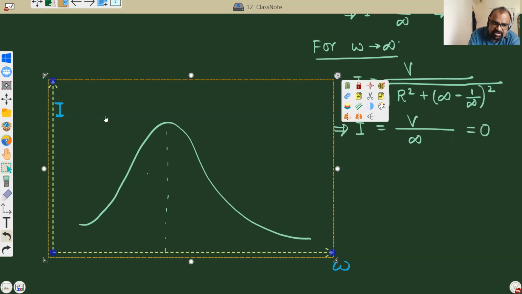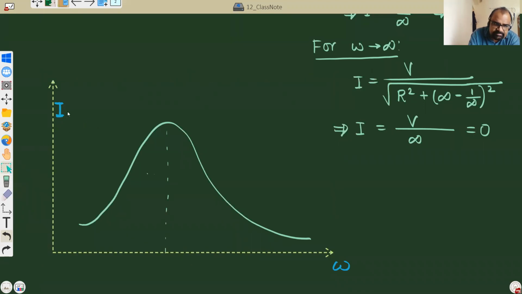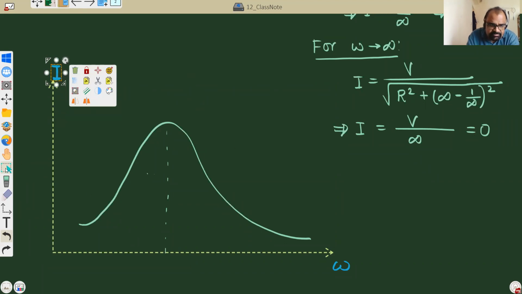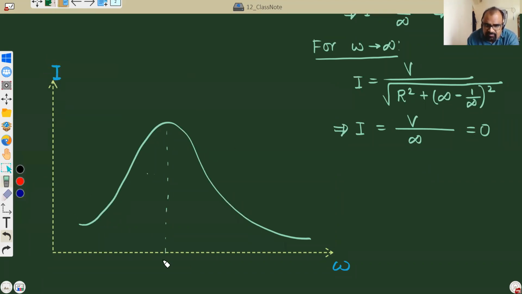I will extend it a little bit. By the way, this is the position where omega is omega naught. If omega is omega naught, then XL and XC will be in resonance. So right here, omega naught is the resonant angular frequency. Right here, Z is minimum. If Z is minimum, current is maximum.